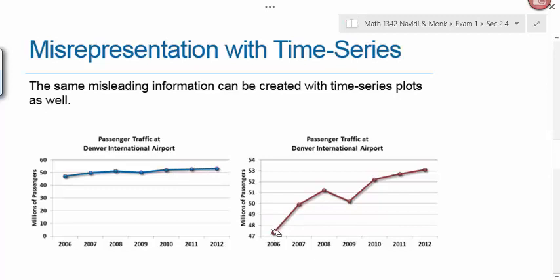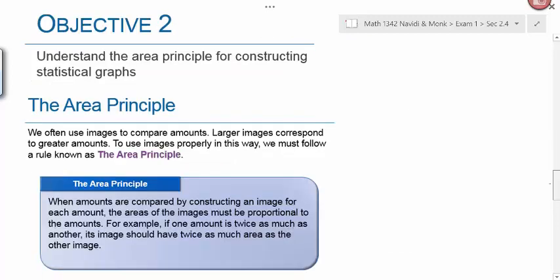But if we start our time series graph at 47 million passengers as opposed to starting down here at 0, we see these exaggerated differences in the time series. It makes it look like there's been a more dramatic shift in passenger traffic at Denver International Airport than what there's really been. Objective 2 is to understand the area principle for constructing statistical graphs.